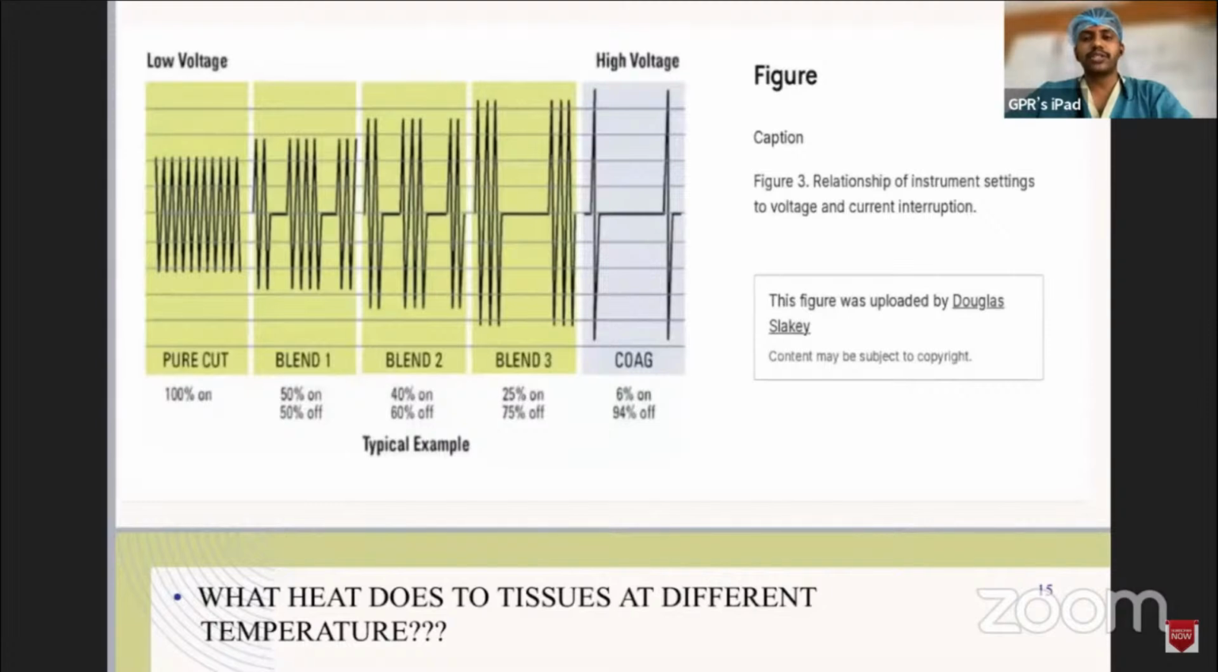So 50% is called blend 1, 40% to 60% is blend 2, and 25% of the current is used in blend 3. Preferably in robotic surgery, we prefer to use the blend 2 type of cautery setup. And in endo surgery or laparoscopic techniques, we use either blend 2 or blend 3.